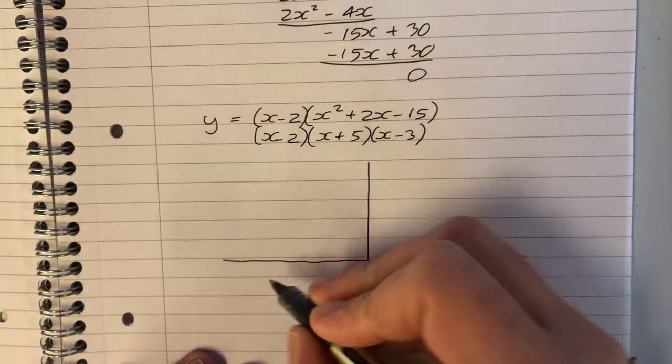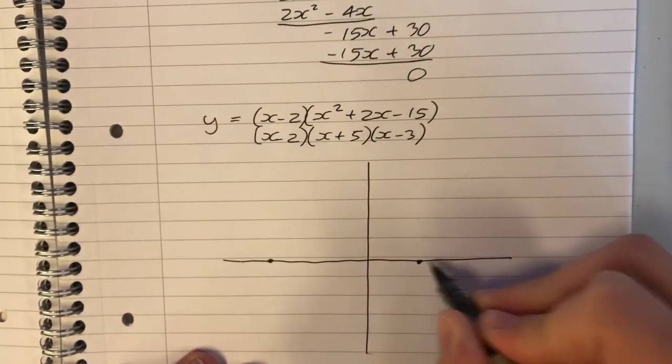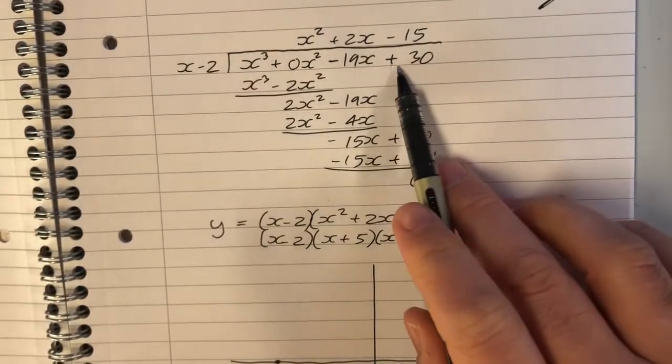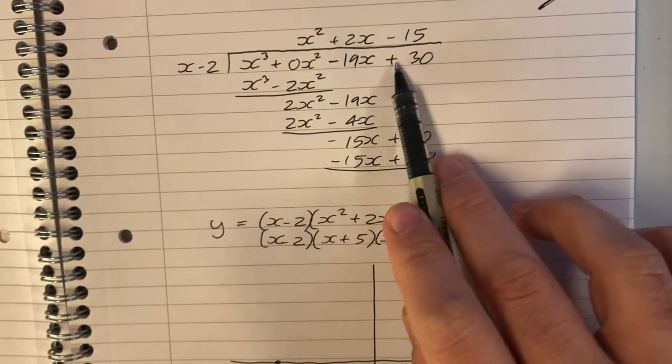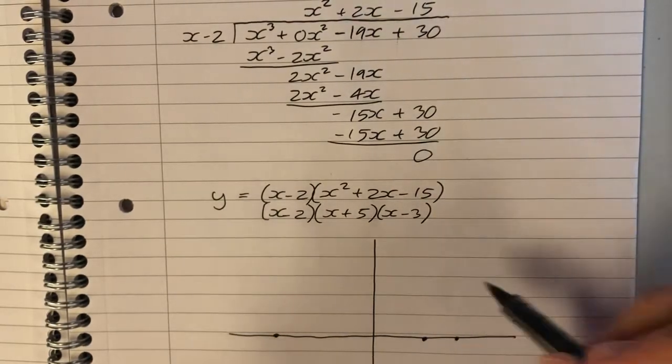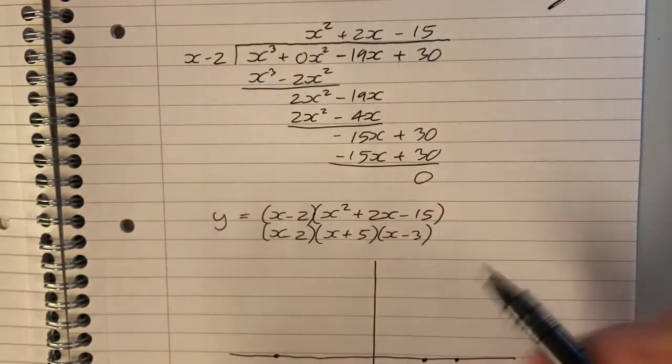Okay, I've got roots at -5, 2 and 3. It's going to cross my y-axis at 30. That's the constant here at the end of the cubic. It's going to start low and end high because the coefficient of x cubed is positive.